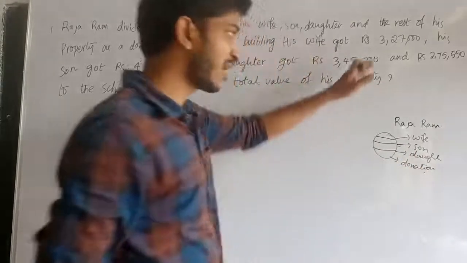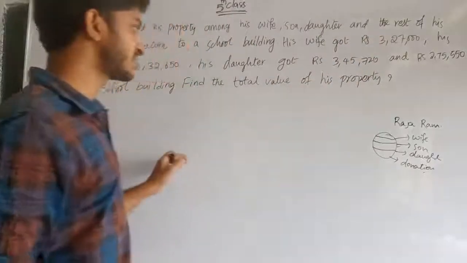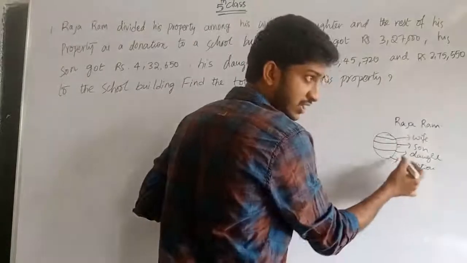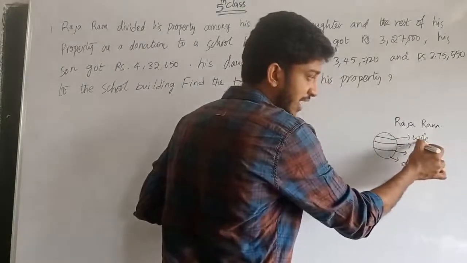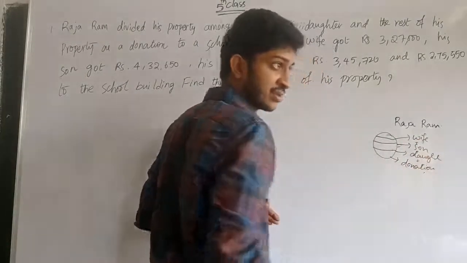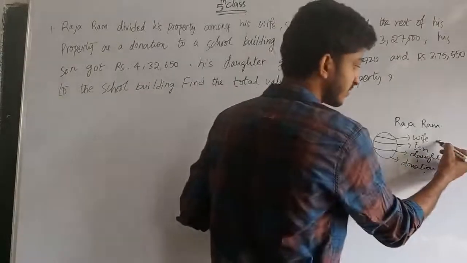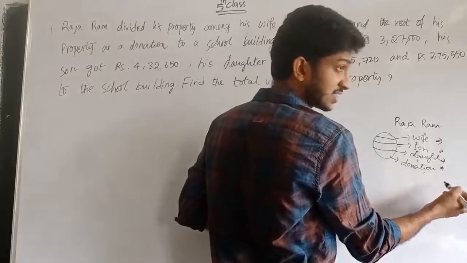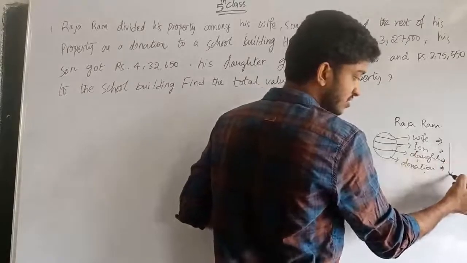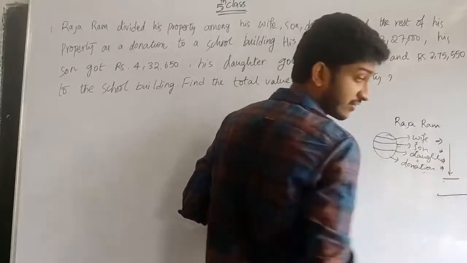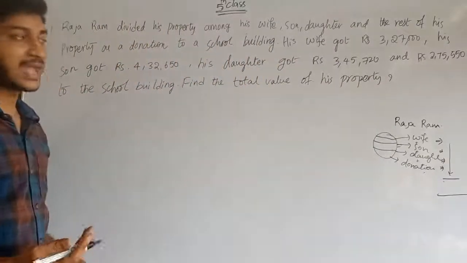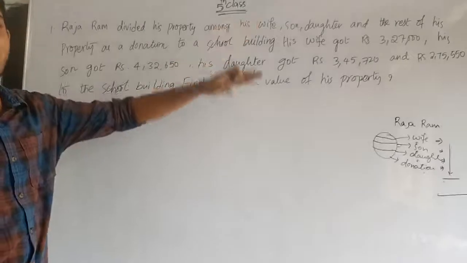So here the amounts are given. He is asking to simply find the total value of his property. If you want his total property, we have to add the total of these 4 values. His wife got some value, his son got some value, his daughter got some value, and the donation is some value. If you add these 4 values, we get the total property of Rajaram. So we have to simply add all the 4 values.